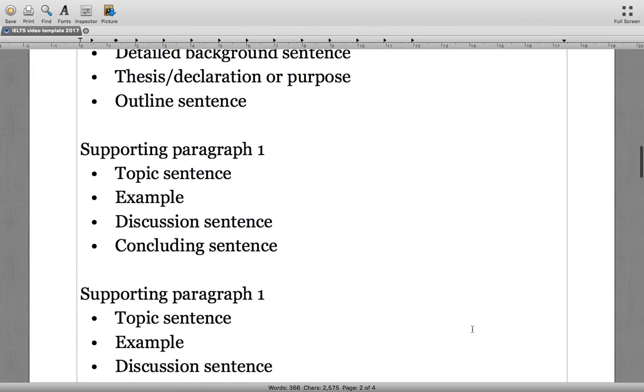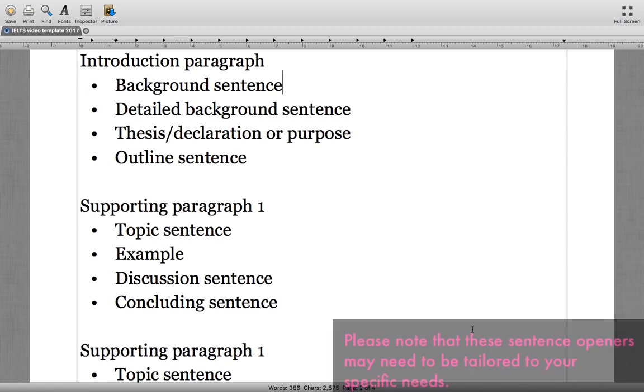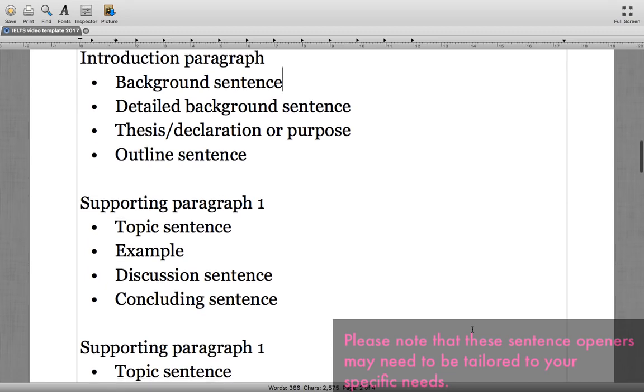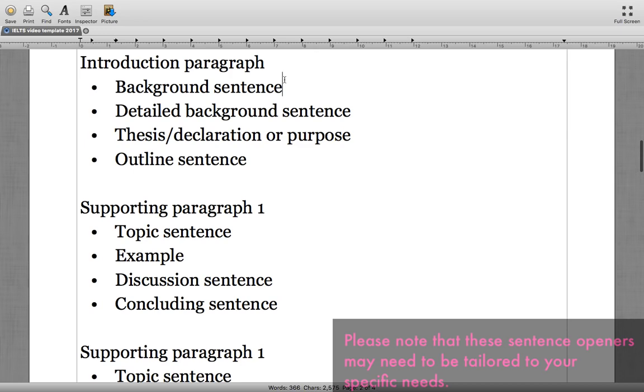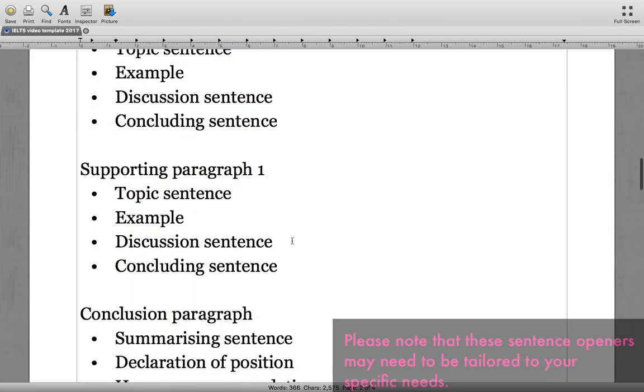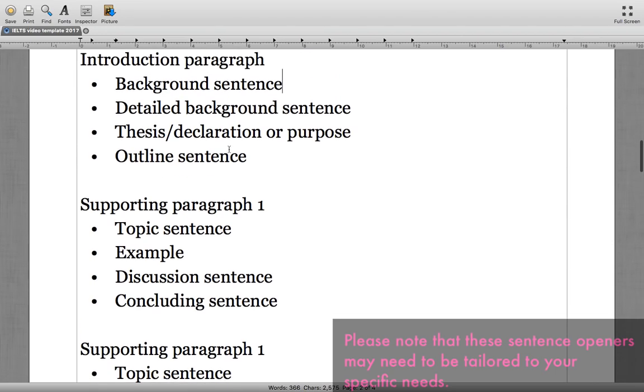So in this video, we are going to look at a typical argument essay structure and go through each of the different areas of the structure, and I'm going to suggest little ways that you can start the different sentences in these different paragraphs. So as you know, your argument essay will typically have 4 paragraphs. You're going to have some kind of introduction paragraph, 2 supporting paragraphs, and finally a conclusion. Now in the introduction, you need to progress through 4 different stages.